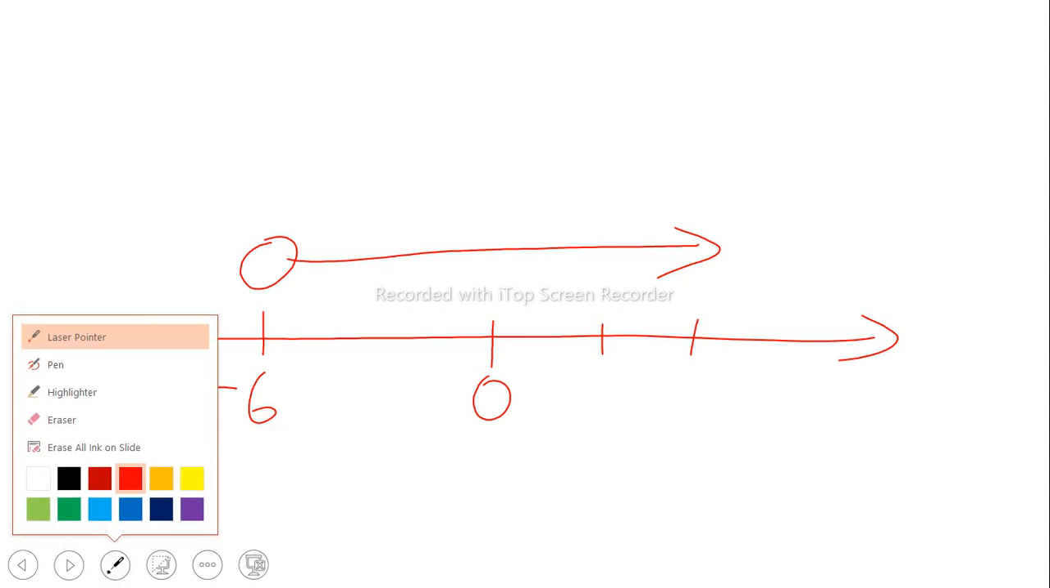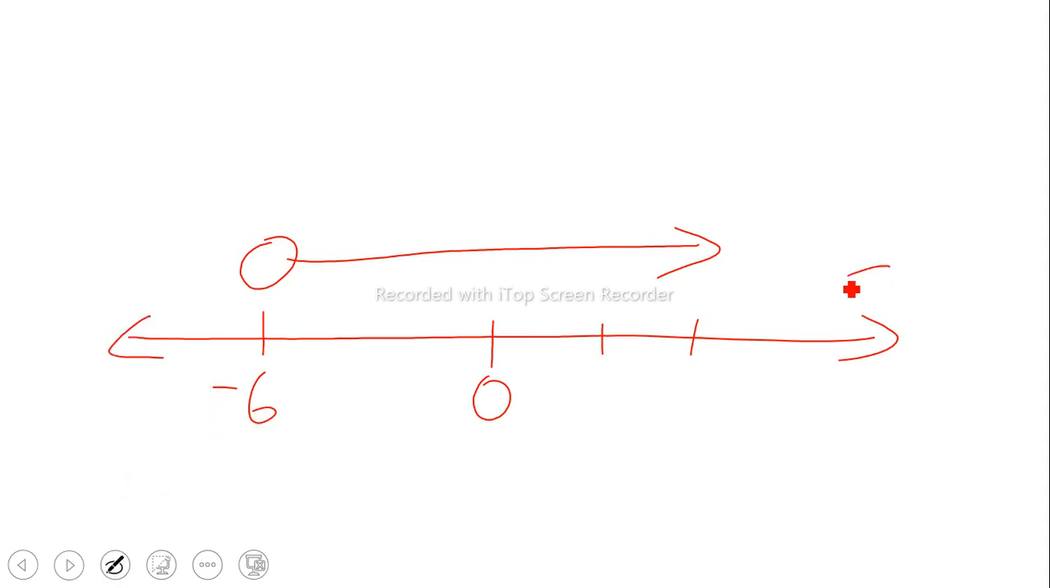How do you put infinity on the graph? You could do positive infinity. But I would stick to being simple.